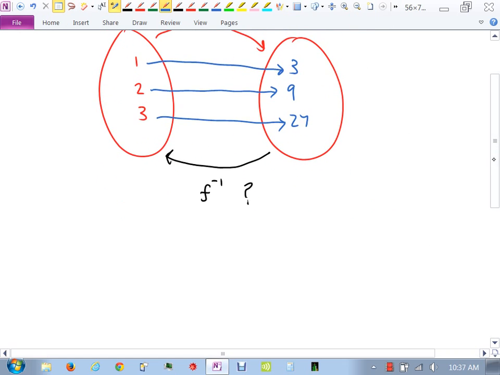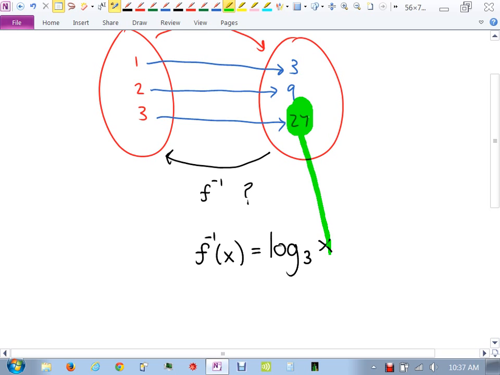All right, so the answer to this question is this: the inverse function would be log base 3 of x. So now if you took 27 and plugged it in here, it would spit back 3. So that 27 goes back to 3. And if you plug the 9 in, it'll go back to 2, and so on and so forth. Make sense?